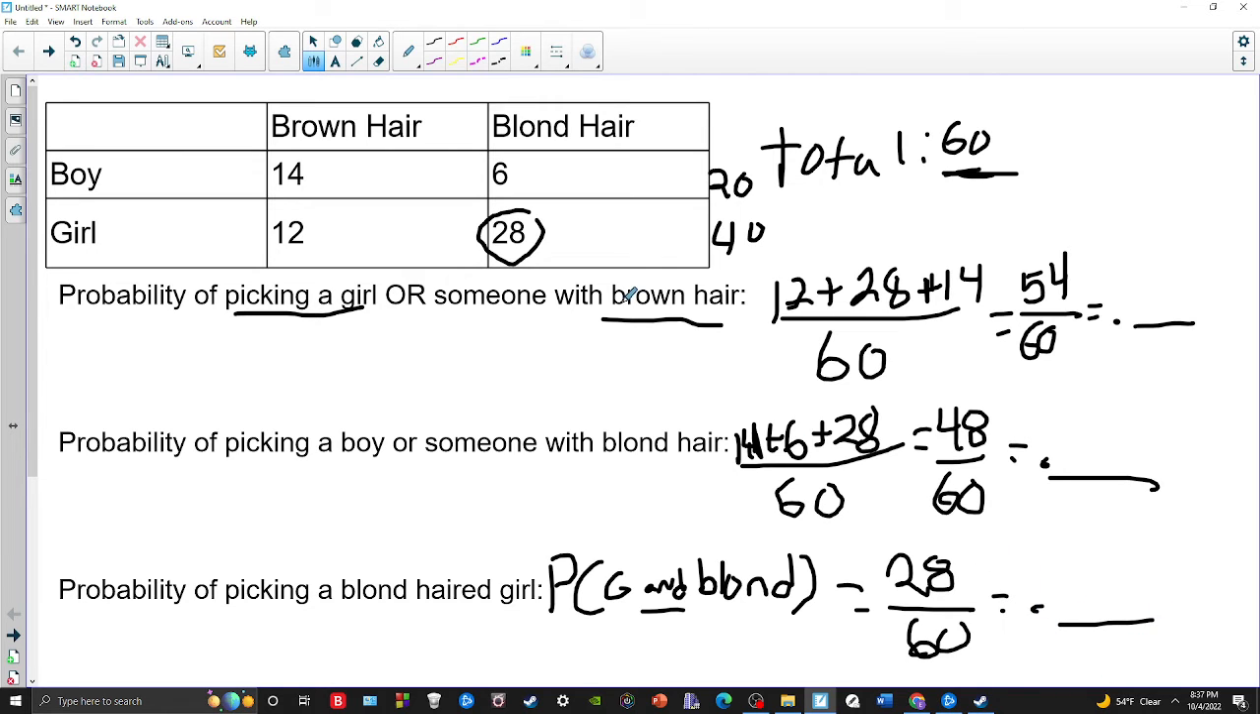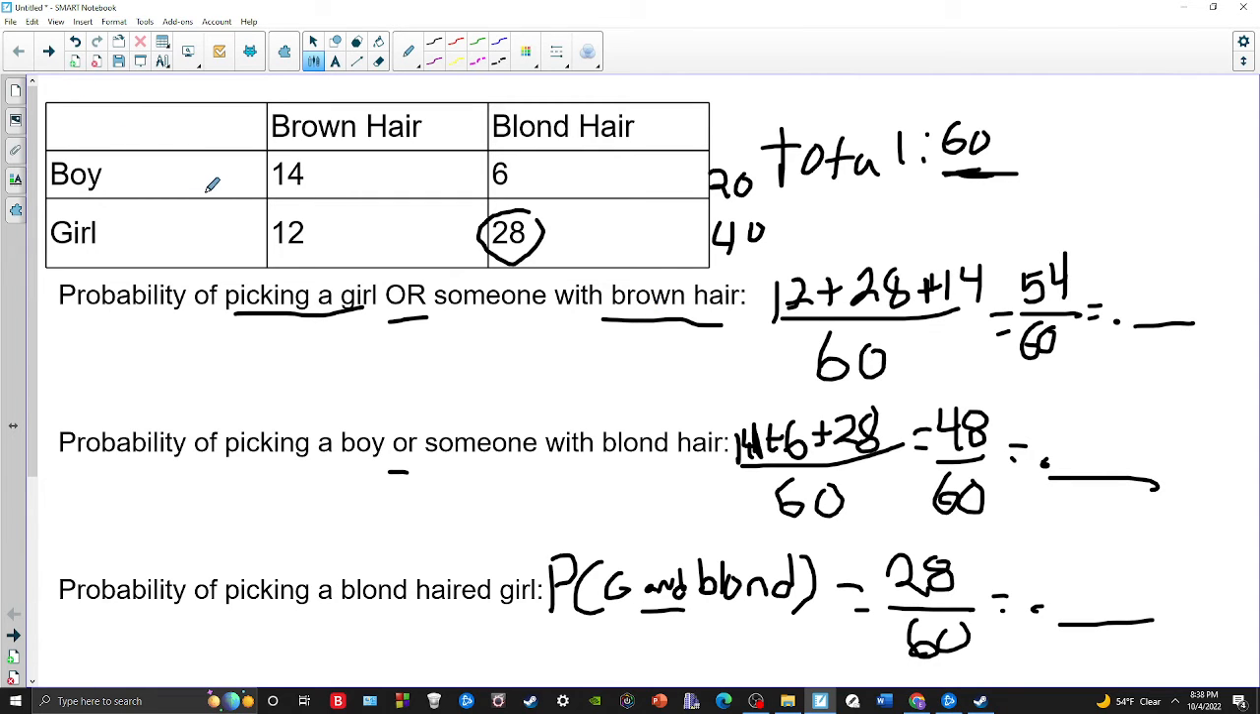Okay? So and usually requires just one number, because that's just the people in that specific zone. Blonde and girl, so just that number. The ors are the ones where you have to think a little bit and ask, what numbers are going to fit my categories here? In which case, again, it is 12, 28, and 14, and then 14, 6, and 28 for the bottom one there. So ors require you to think a little bit. Ands require you to pick the number that fits both categories at the same time.